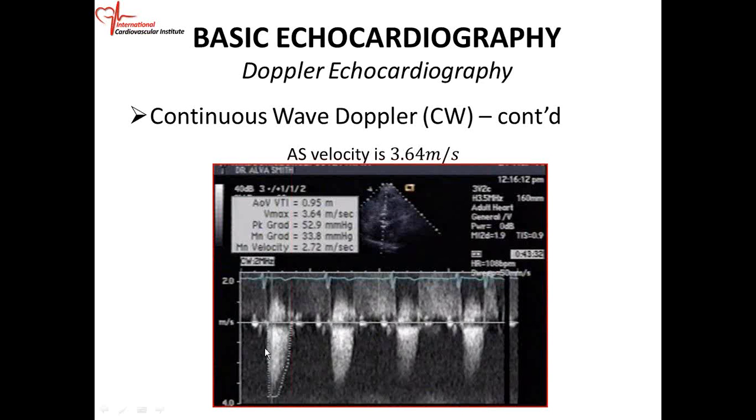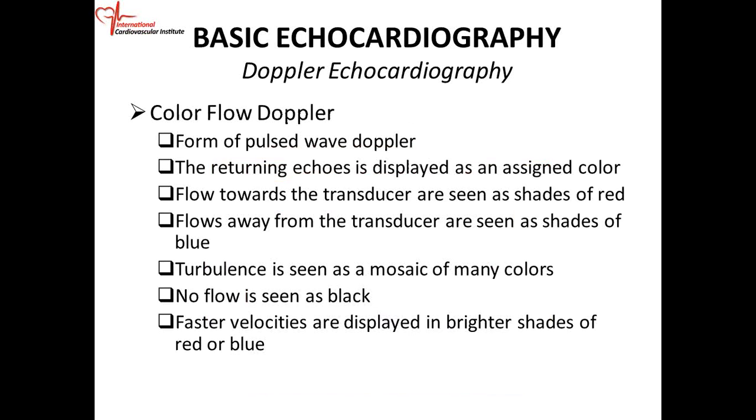In this case, again, it's a systolic flow. It's moving away from the transducer. It's below the baseline, and this is up close to about 4 meters per second. You can't use pulse wave for that. So continuous wave Doppler. All right, some important points about continuous wave Doppler.